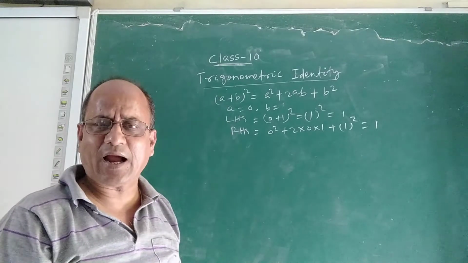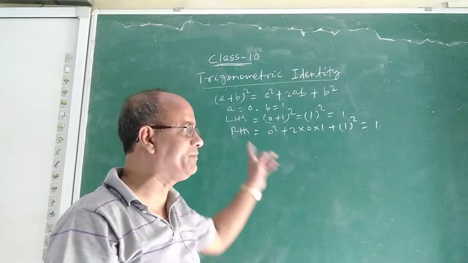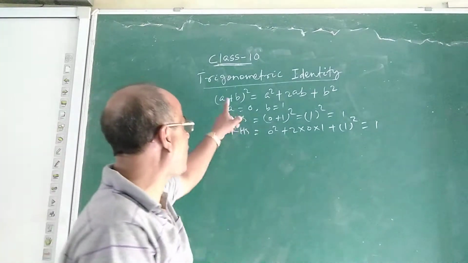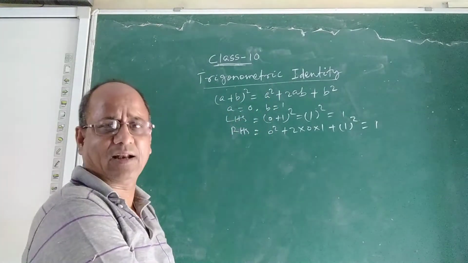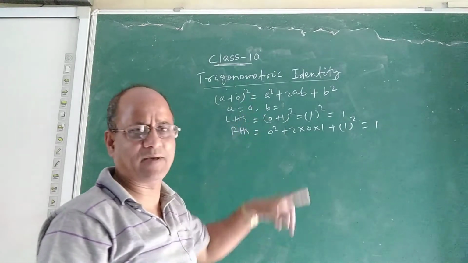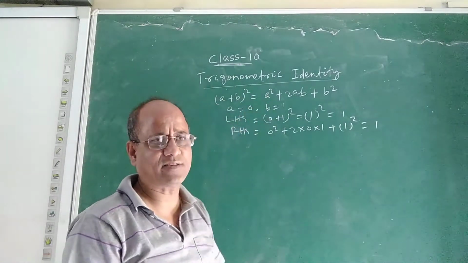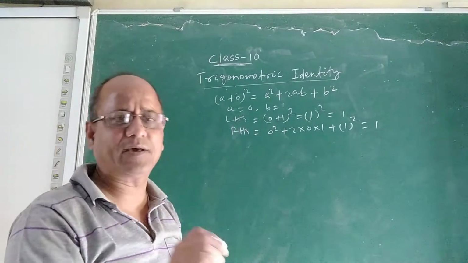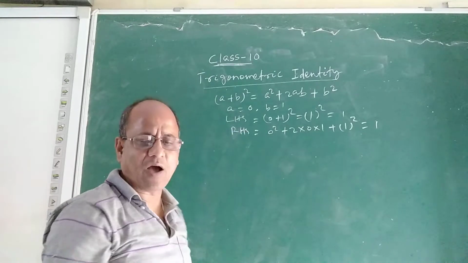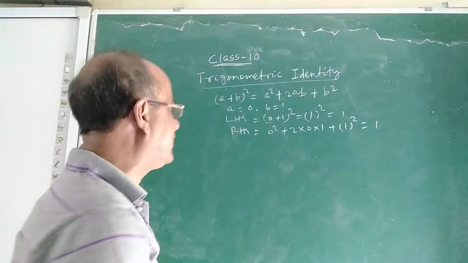So what is an identity? An identity is an equation which is true or holds good for all values of the variables present in the left hand side and right hand side. Whatever value we assign to the different variables present in the LHS and RHS, the value of LHS will always be equal to the value of RHS. Then we say that it is an identity. Okay. Now our concern is to discuss trigonometric identity.